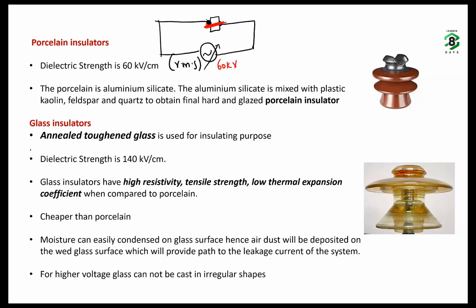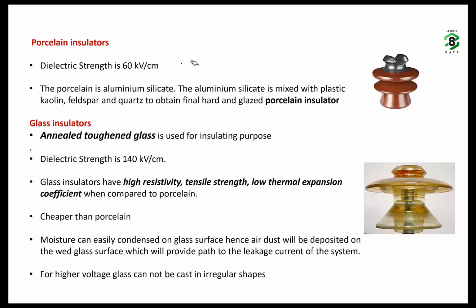That means these 2 points are separated by 1 centimeter. In that 1 centimeter, you have kept a porcelain block, and with a variac you have increased the voltage to around 60 kV. What will happen? A puncture or a flashover, a direct short circuit will occur between these 2 points. That is called the dielectric strength or breakdown voltage of any material. Understand? So porcelain has a dielectric strength of 60 kV per centimeter.